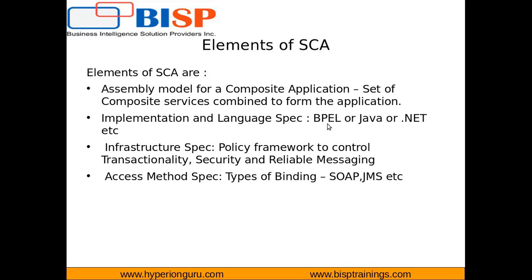Infrastructure specification. You should have a standard policy framework to control transactionality, security, and reliable messaging. We'll be talking more about this later, but from a theory perspective of SCA, the understanding is that any service which is SOA based, which we have implemented with SOA principles and using the SCA specification, should satisfy these four categories, and one of them is the infrastructure category, wherein it defines that your services should be following a policy framework.